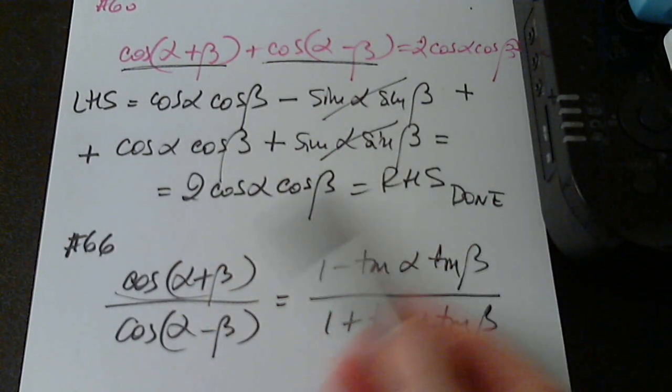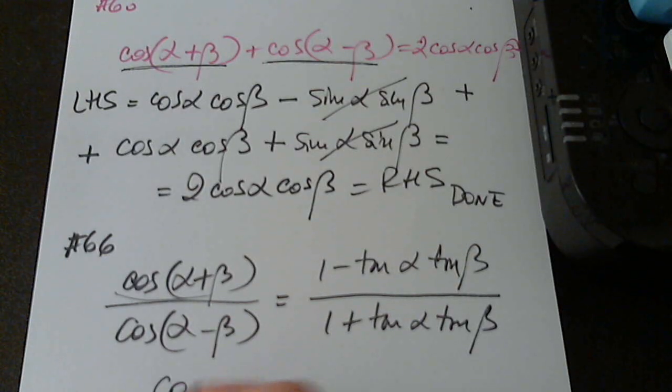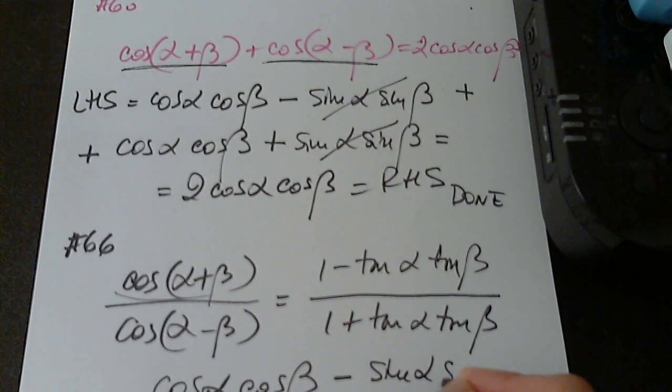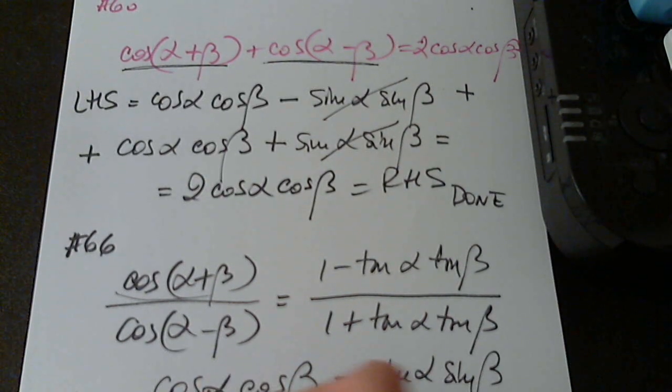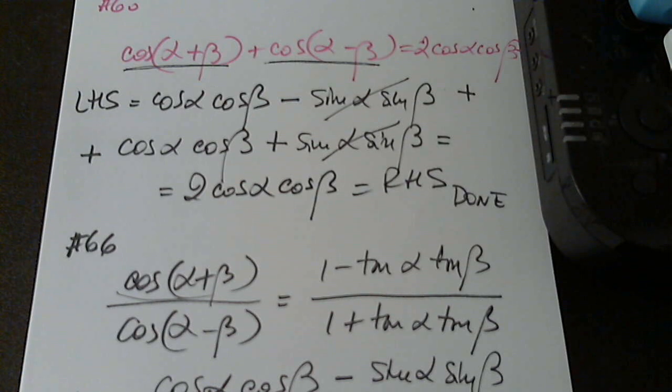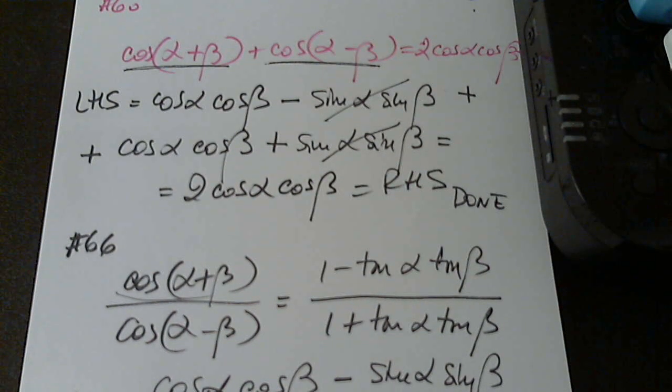We just worked on these formulas a second ago. So we have cosine alpha cosine beta minus sine alpha sine beta over the exact same thing, but this is minus, so I would have plus here. Cosine alpha cosine beta plus sine alpha sine beta. Perfect. Now I have to look to the right-hand side a little bit, and I see a 1 here.